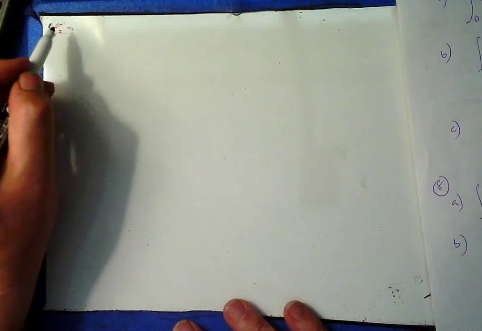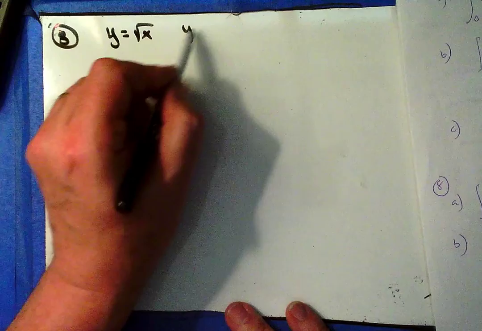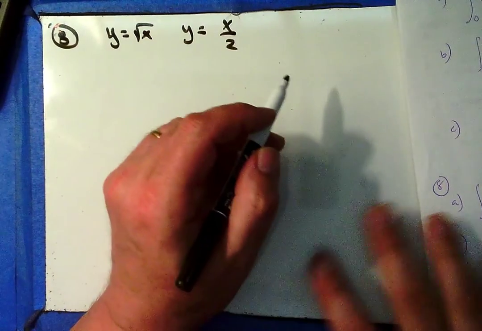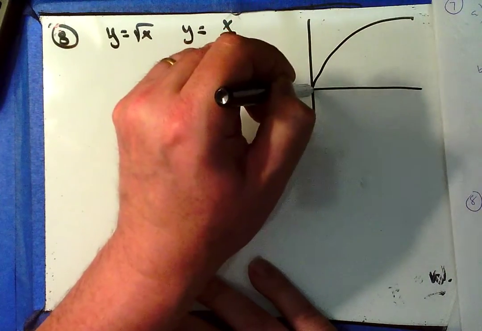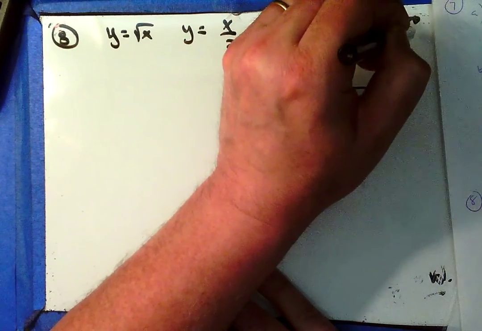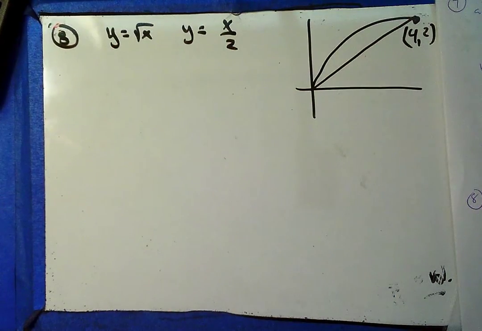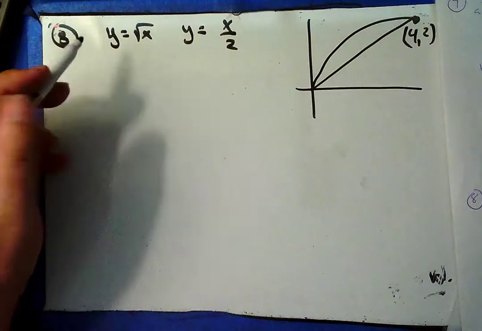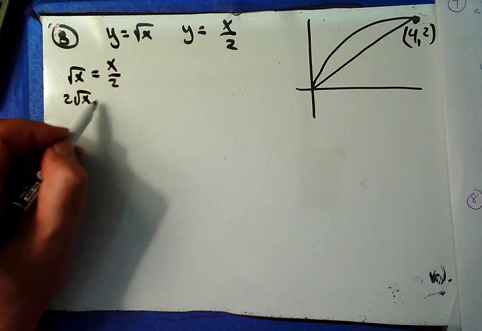Problem number 8 is another region for us to consider. This time we've got square root of x and x over 2. Y equals square root of x, y equals x over 2. And my picture, square root of x, x over 2, they intersect at 4, 2. I'm going to confirm that algebraically because I'm tired of making mistakes in this video.